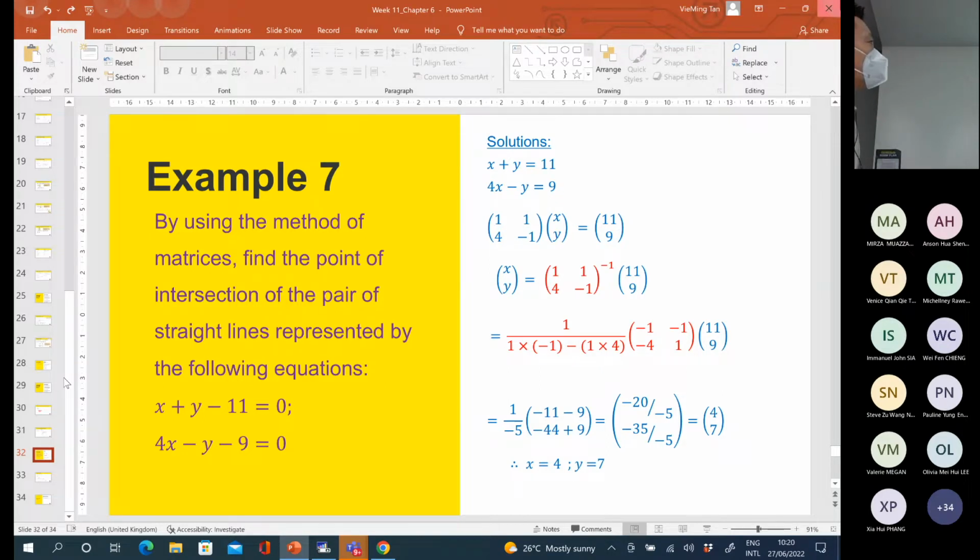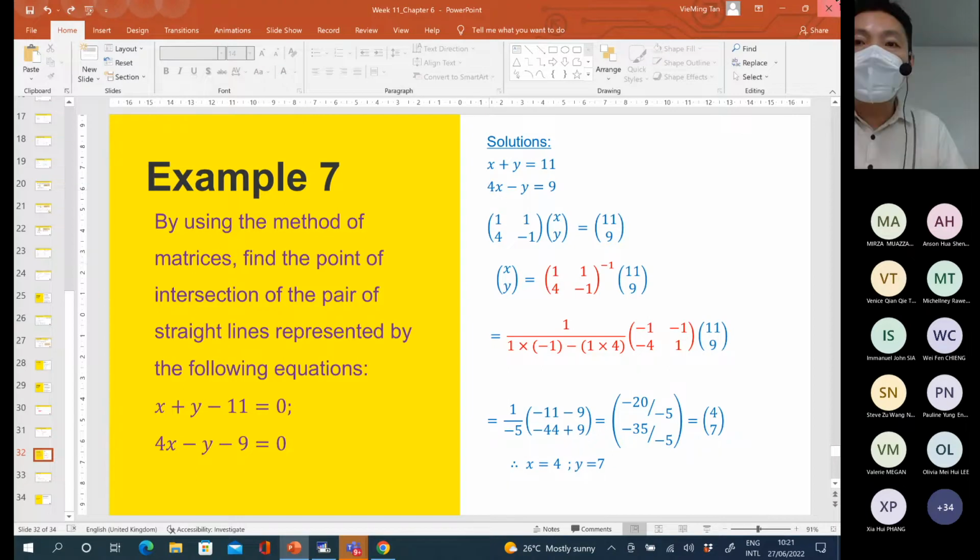So if you want to use the matrix method, make sure that the equation for both should be already arranged in this format. Okay, whereby the intercept for the equation should be on the right hand side. You need to ensure that it is already arranged in this format. The x is in front, the first term, the second term should be y. Okay, then the next step is to change the format of this equation into the matrix format.